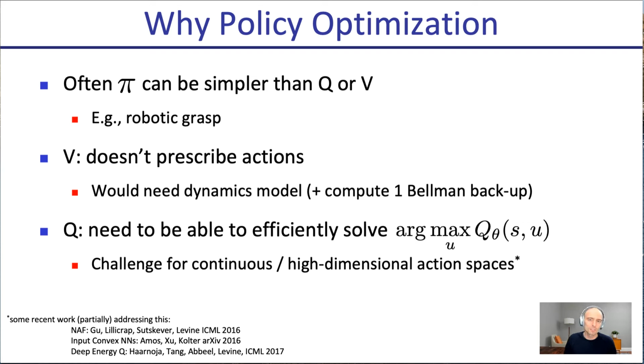How about a Q function? Isn't that enough? We can read off the correct action from the Q function. Well, it's not always efficient to solve for the argmax over actions in a current state, because that's an optimization problem in itself. And so maybe when we learn a policy, we can right away read off the solution, which could be quite convenient.